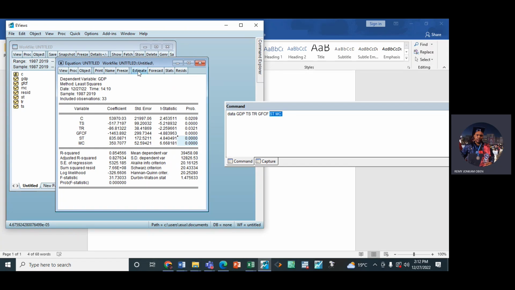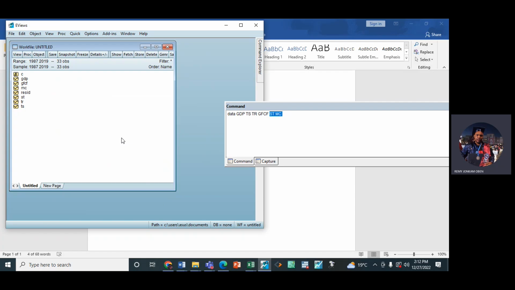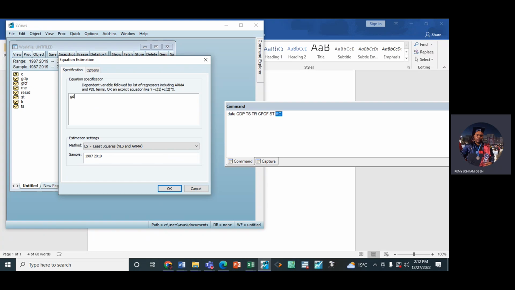If you have gotten the idea, so again, let's assume that I have checked the significance and MC is the least significant. So I want to remove MC. I will run the regression now without MC because I want to remove it. GDP constant, TS, TRO, gross fixed capital formation, ST. I will not include MC because I want to remove it. So I run this regression.